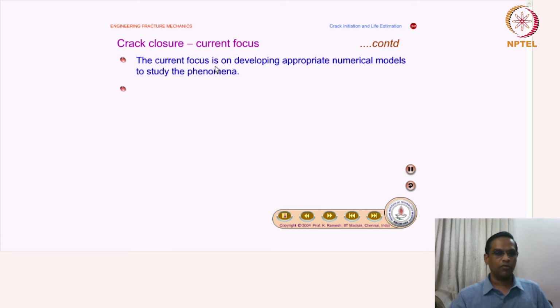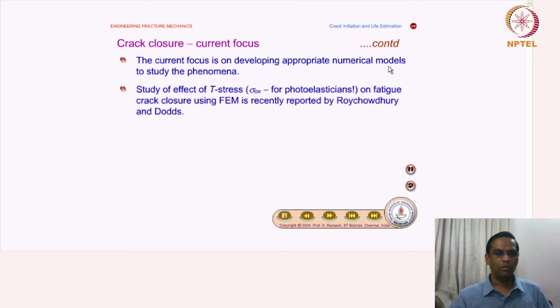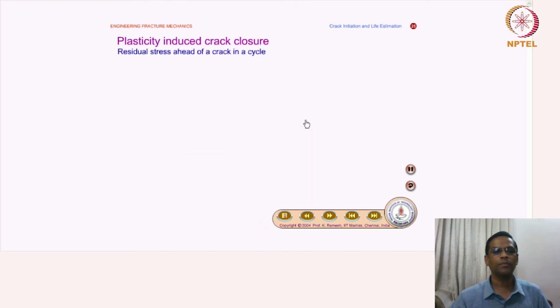So the current focus is on developing appropriate numerical models to study the phenomenon. The effect of T stress, that is sigma OX, a terminology from photoelasticity, on fatigue crack closure using FEM was recently reported by Roy Chaudhary and Dodds. So this is something that is currently going on in recent times.